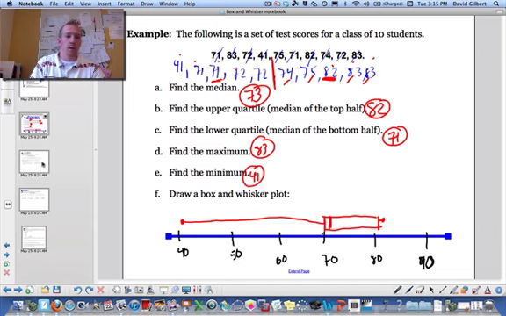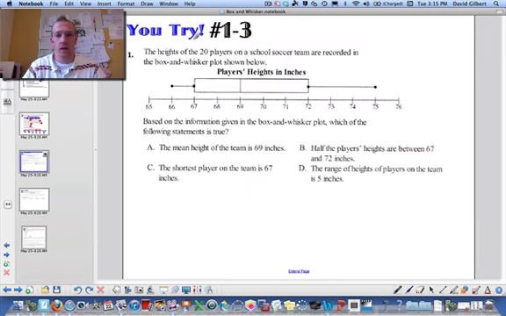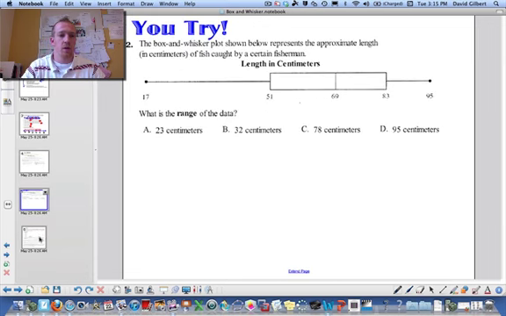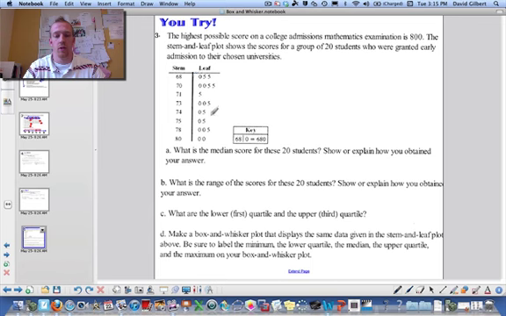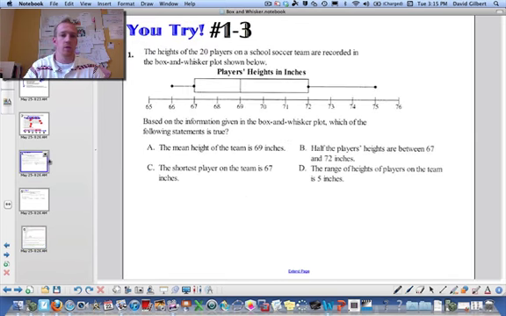All right. These are your U-tries, the next 3 slides. So either look at them and ascertain some amount of information, or actually make one of your own. So there's one box and whisker plot here. So let's do this one real quick.